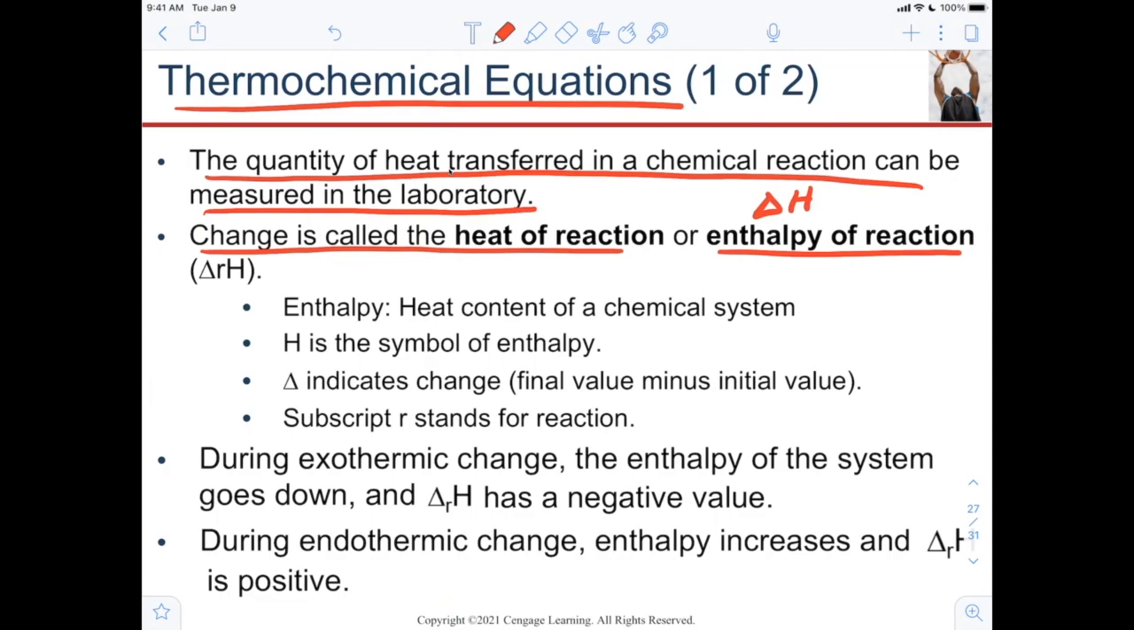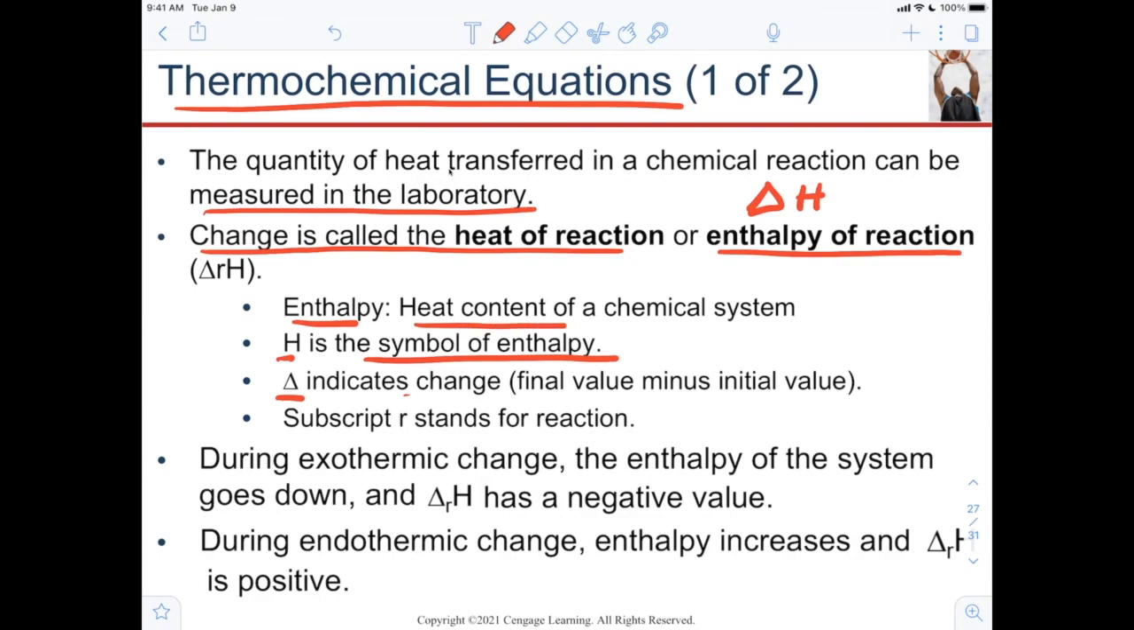Now, your symbol here has a little bit more going on, so it's a delta H. Delta means change. H is the symbol for heat, okay, the heat of the reaction or enthalpy. So the change indicates the fact that the amount of heat is changing. H is the symbol of enthalpy. Enthalpy is the heat content of a chemical reaction and the amount of heat that's been transferred. Okay? And then the little r here stands for the chemical reaction.